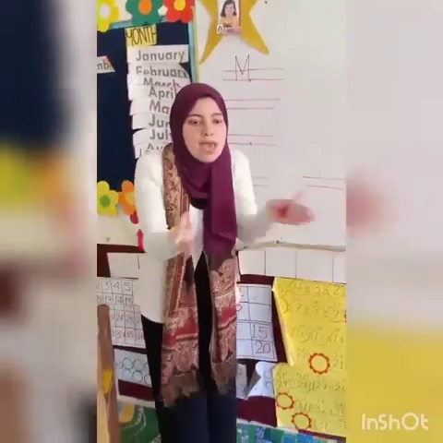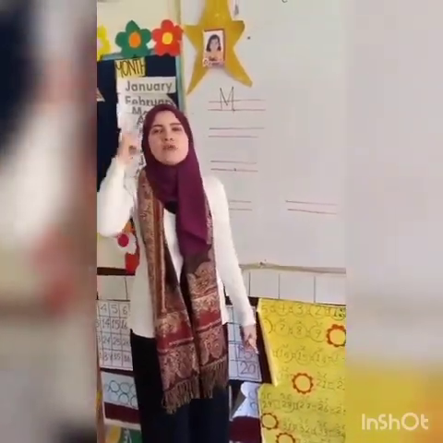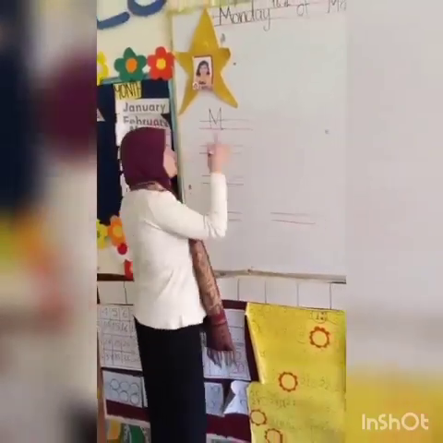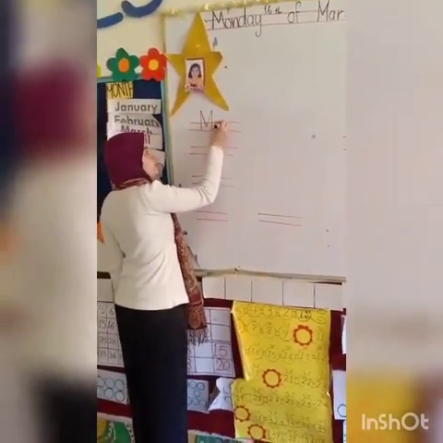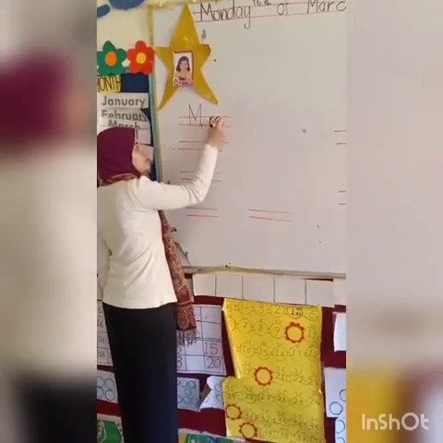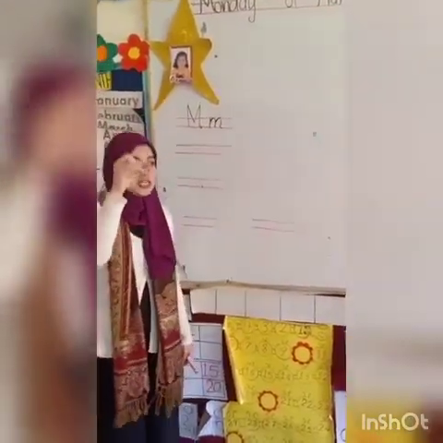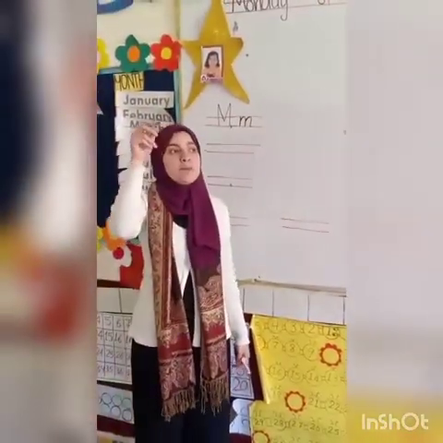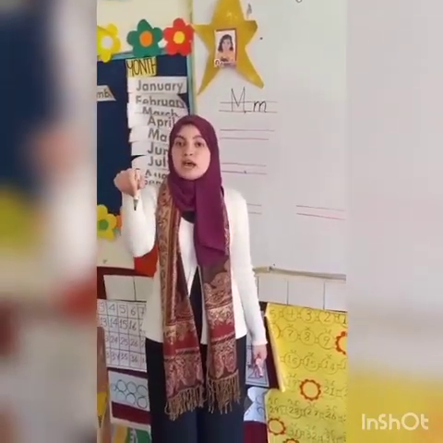Okay, how to write the small M or the baby M? Let's see, who can remember? Who remembers? Line down, curve up, down, down, down, curve up, down, down, down. We are twins. Line down, curve up, down, down, down, curve up, down, down, down.